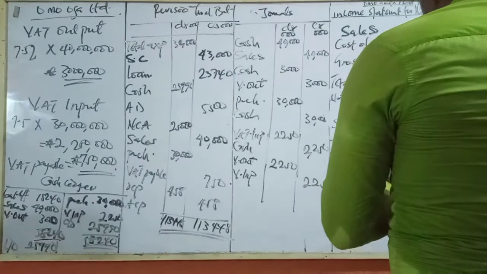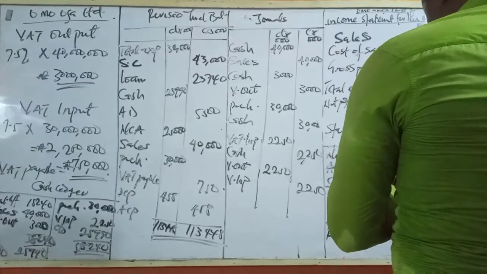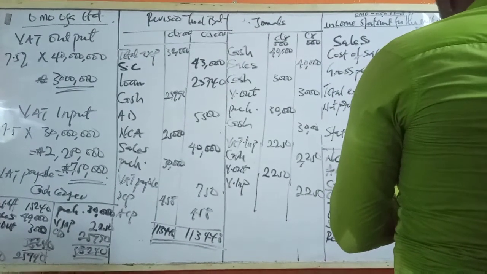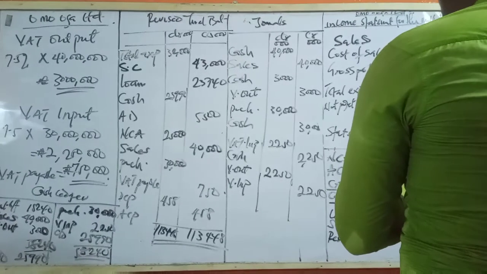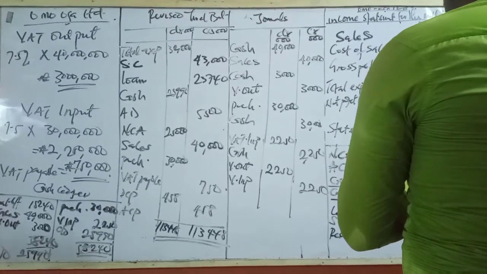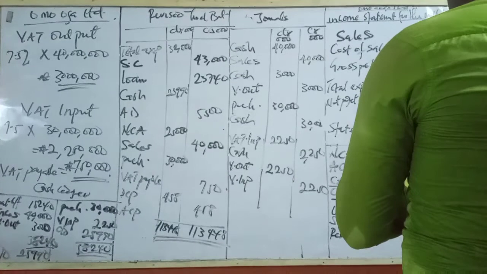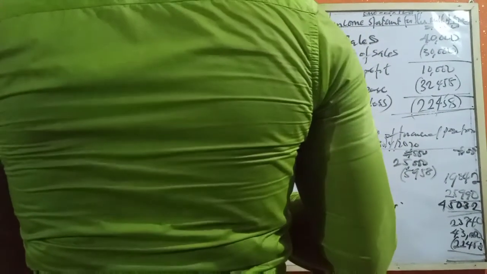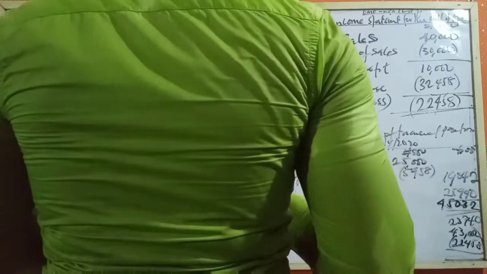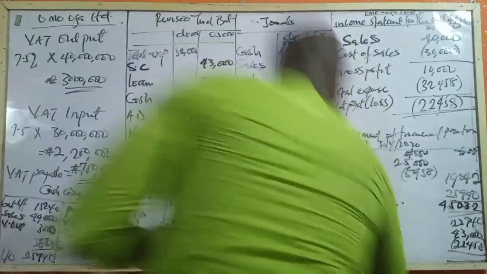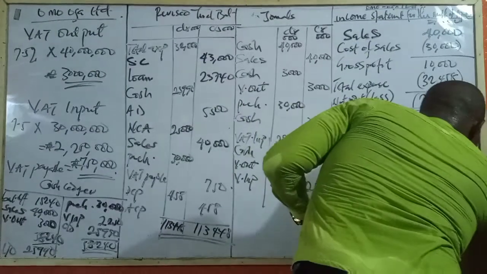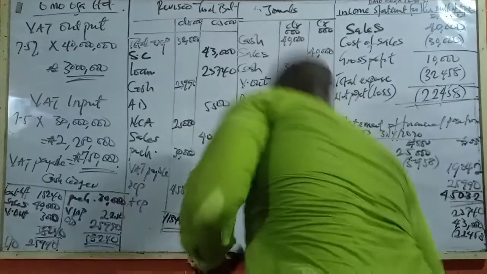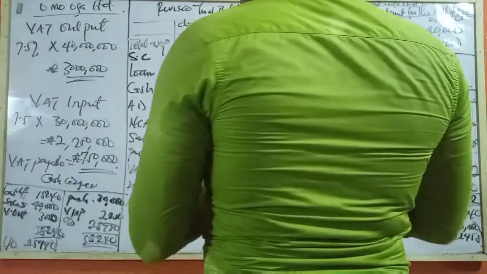So let's add up. We have 23,740 plus 43,123, okay, minus 22,458. Okay, so what else have we not touched? We have VAT payable there. Okay, so let's go to VAT payable. What's our VAT payable? VAT payable here is 750. Okay.